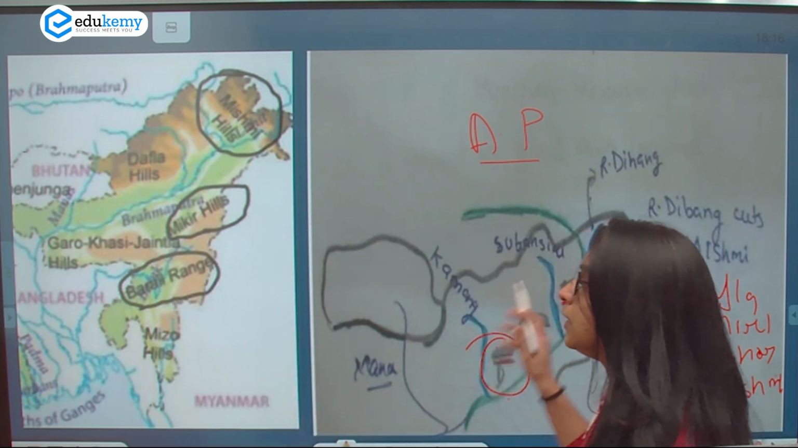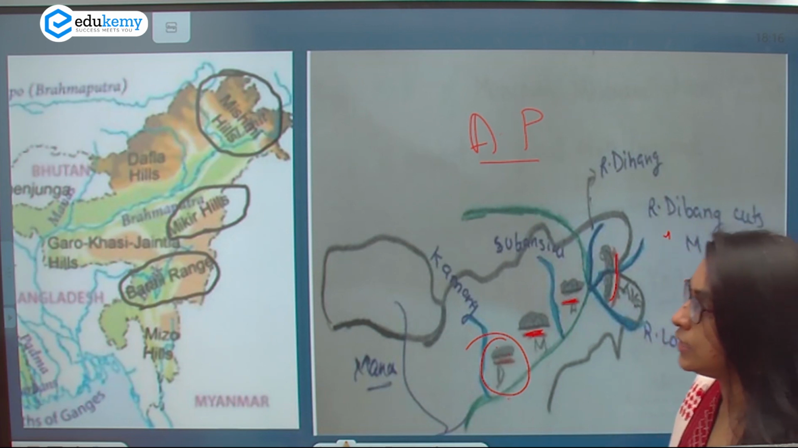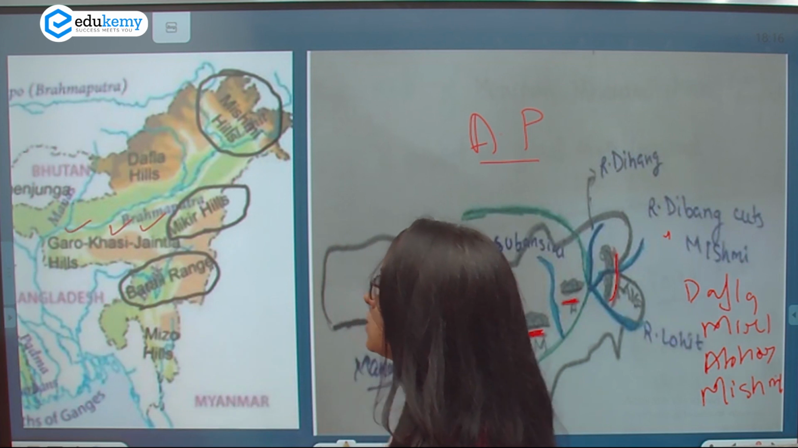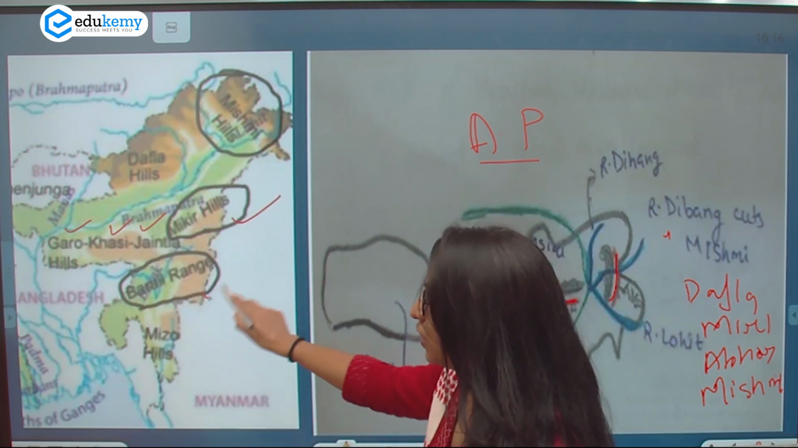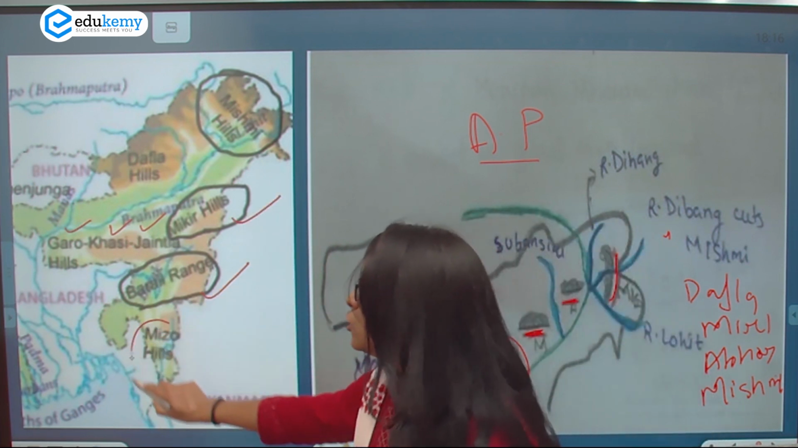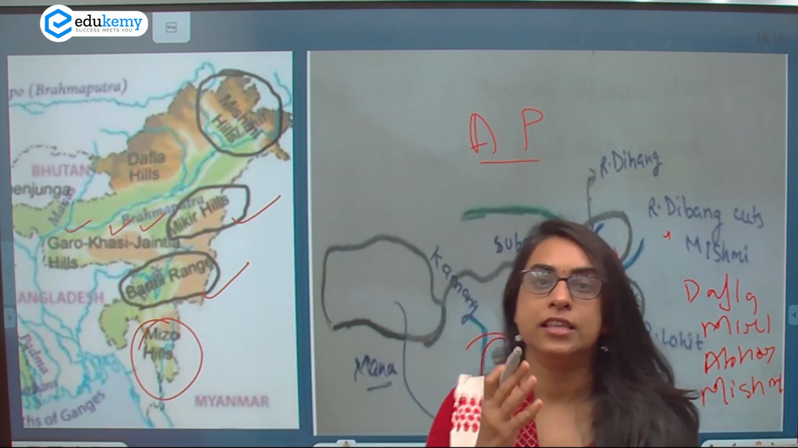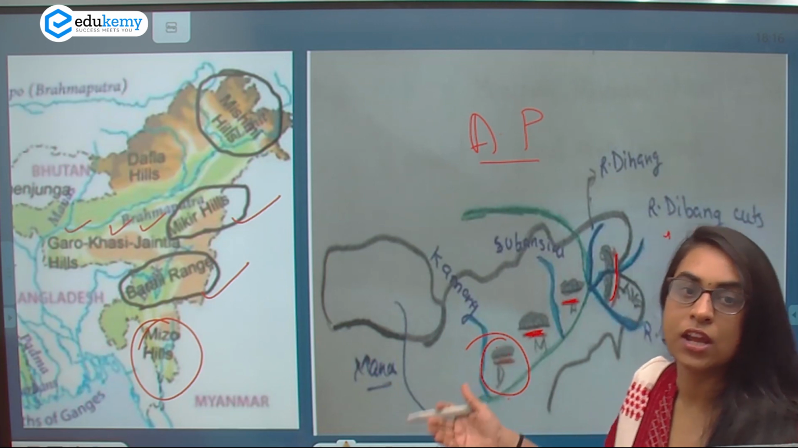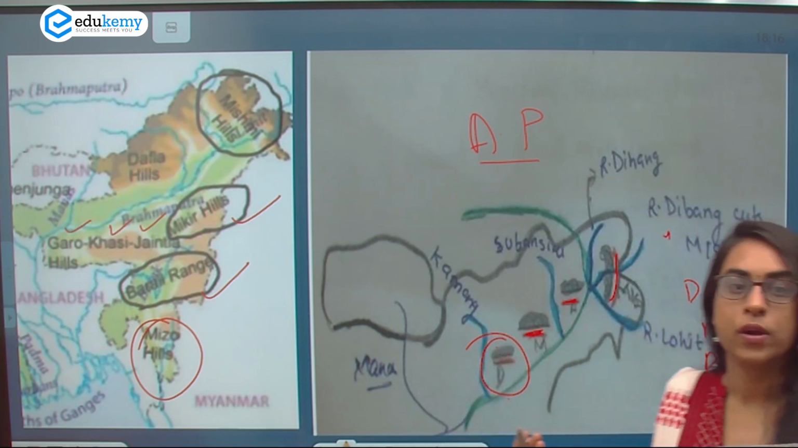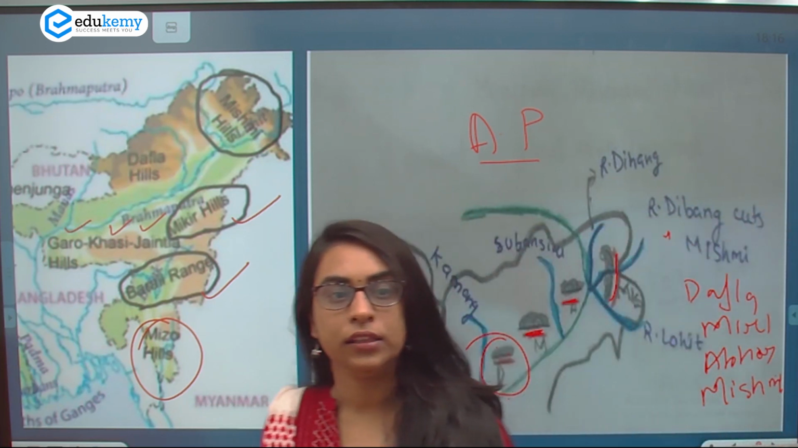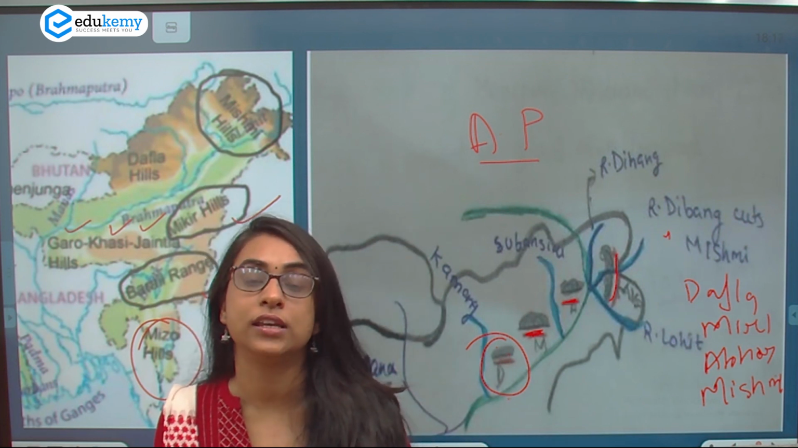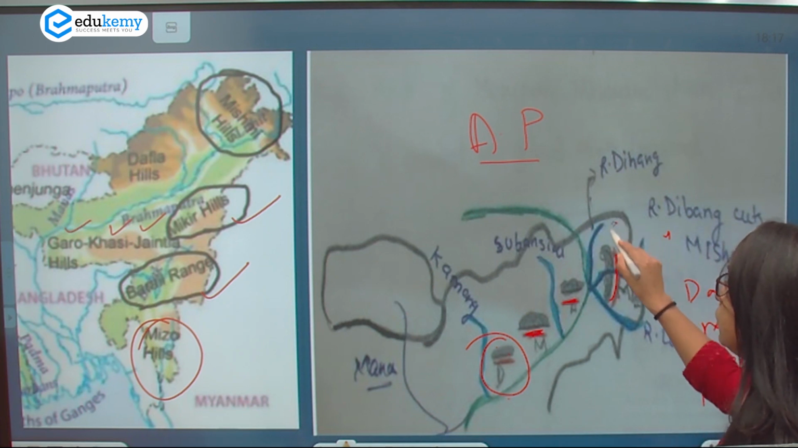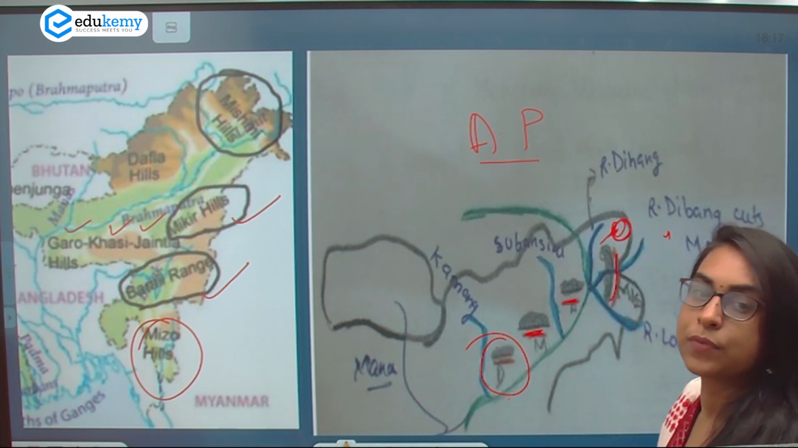Okay, other than these, the important hills in the northeast are the Garo Hills, the Khasi Hills, the Jaintia Hills, the Mikir Hills, the Bareil Hills, and the Mizo Hills. So if you revise: Dafla, Miri, Abhor, Mishmi, Mizo Hills, Mikir Range, Bareil Range, Garo Hills, Khasi Hills, Jaintia Hills. These are the important hills of the northeast, and we've seen the important rivers. We also know that Namdapha is somewhere here.